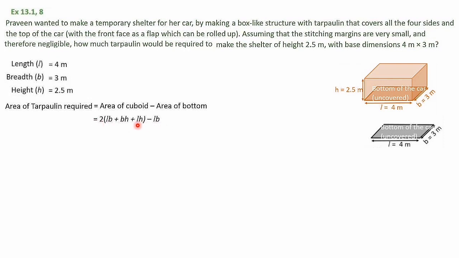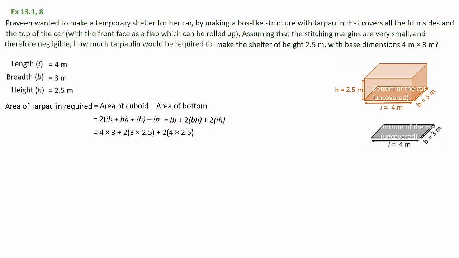Let's do the calculation and substitute. Here 2LB minus LB. When you remove the bracket you will get 2 into LB, 2LB minus LB is only LB. The remaining things are the same: 2 into BH, that is 2BH, and 2 into LH, that is 2LH. Now it is in standard form, we can go for substitution.